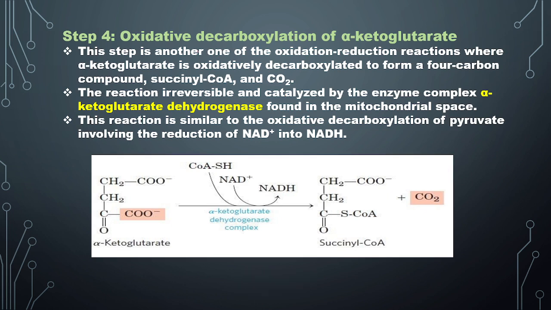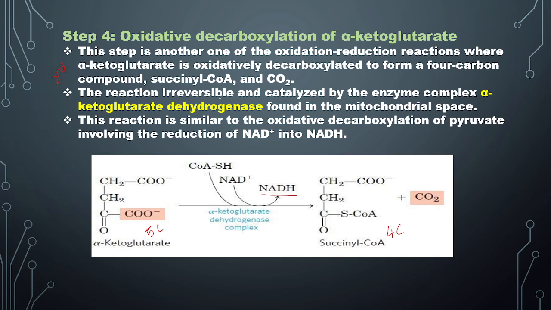Next step, oxidative decarboxylation of alpha ketoglutarate. This step is another one of the oxidation reduction reactions. This is the second oxidation reaction in the Krebs cycle. Alpha ketoglutarate is oxidatively decarboxylated to form the 4-carbon compound succinyl coenzyme A. Alpha ketoglutarate is a 5-carbon compound. It undergoes an oxidative decarboxylation reaction to form the 4-carbon compound succinyl coenzyme A and 1 molecule of carbon dioxide, and also forms 1 molecule of NADH.